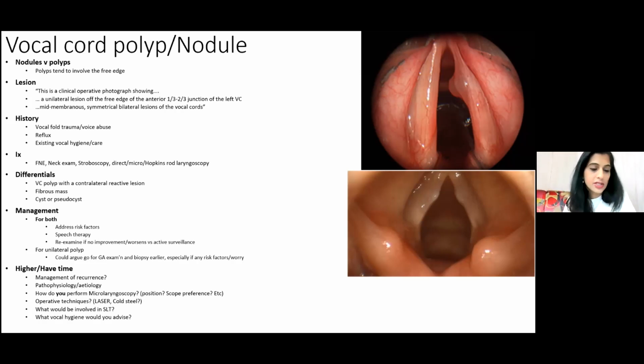As with the other conditions we mentioned earlier, I think your higher level questions will be more about how you would do this. How would you perform microlaryngoscopy? They might talk to you about operative techniques, because this might be an opportunity to ask you to talk about laser. And they may ask you what speech and language therapy does for these sorts of conditions, or what vocal hygiene would be helpful. I think if you've got through all the basics, they might go on to this at the end, but it's useful to have an off-pat answer.